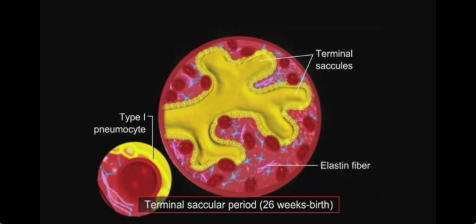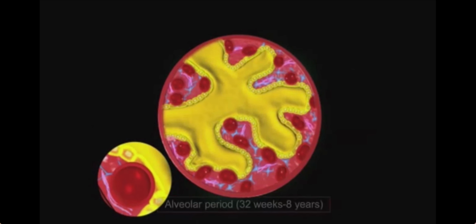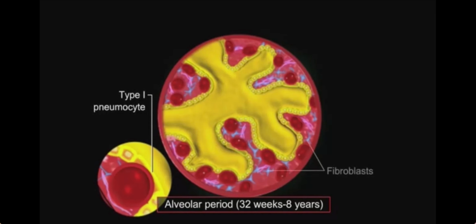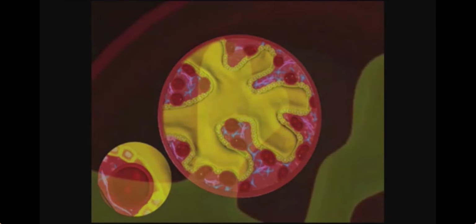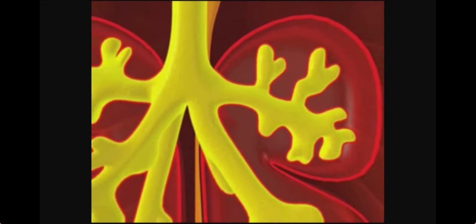During the terminal saccule period, gas exchange across the blood-air barrier may permit survival of the fetus. Finally, there is the alveolar period, during which the lungs become functional. The alveolar sacs are lined with a thin squamous epithelial layer, blood vessels are abundant, and pulmonary vascular resistance decreases.